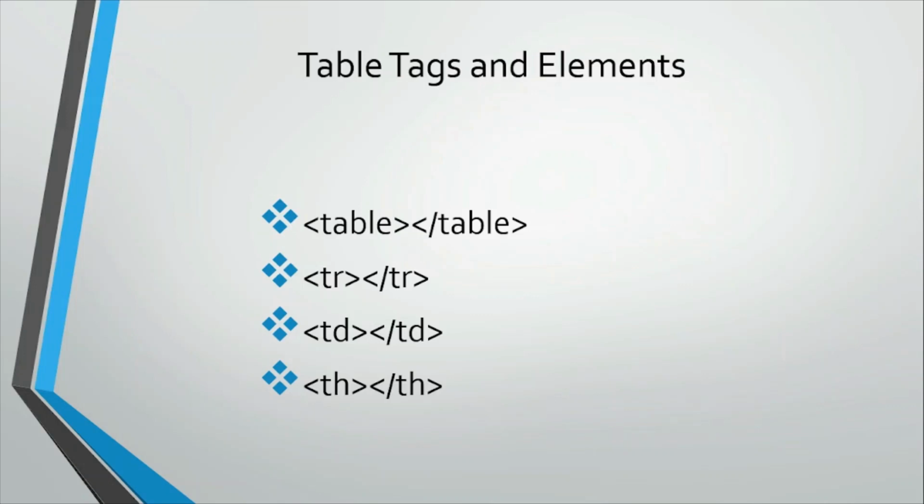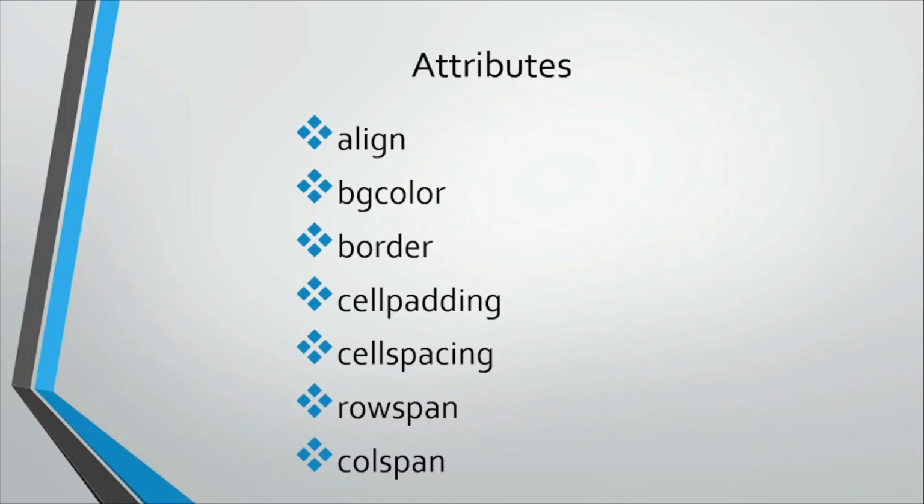Now let us have a look at the attributes used inside the tags. The attributes are used to modify the default element types. Here are some of the attributes used in the table, tr, th and td tags. The first attribute is align. Align is used to place the content left, right, center or justify inside the table cell. By default it is center. And bgcolor is used to specify the background color of the table. By default it is white.